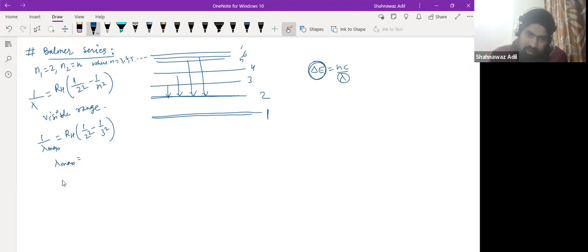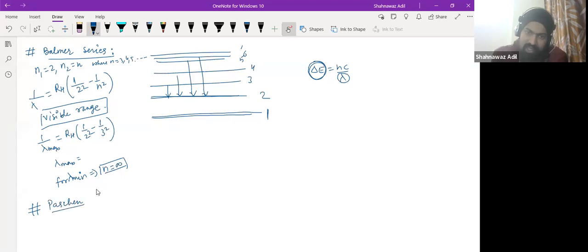For lambda minimum, you have n equal to infinity. These lie in the visible region. So this is about the Balmer series, and then you have Paschen.